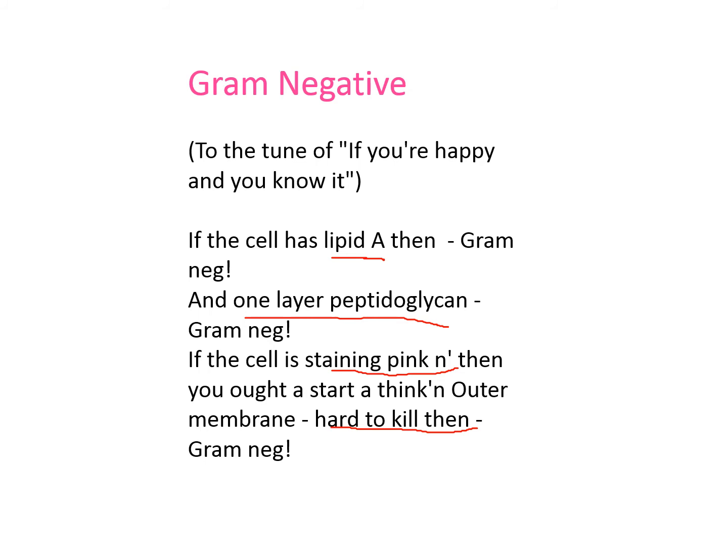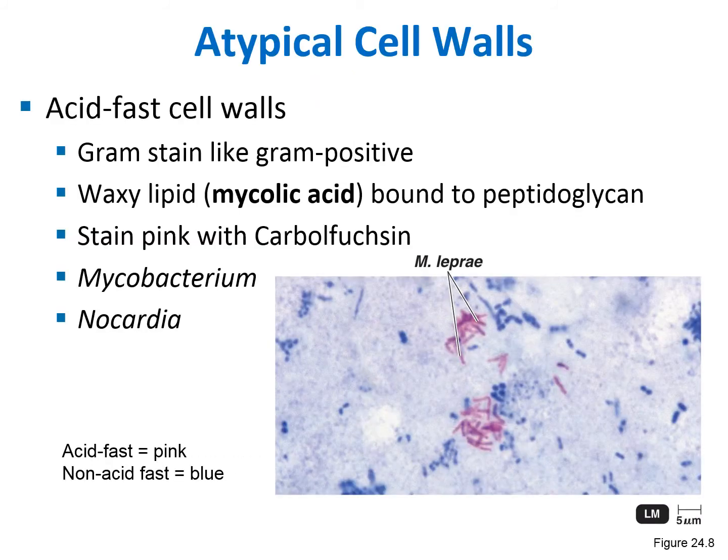So, 2 songs, keep them in mind. They kind of summarize big ideas for both types of cell wall. But those aren't the only types of cell walls. We also have another type of cell wall called the acid-fast cell wall. And this cell wall has a thick, waxy lipid in it called mycolic acid. It's embedded among the peptidoglycan.